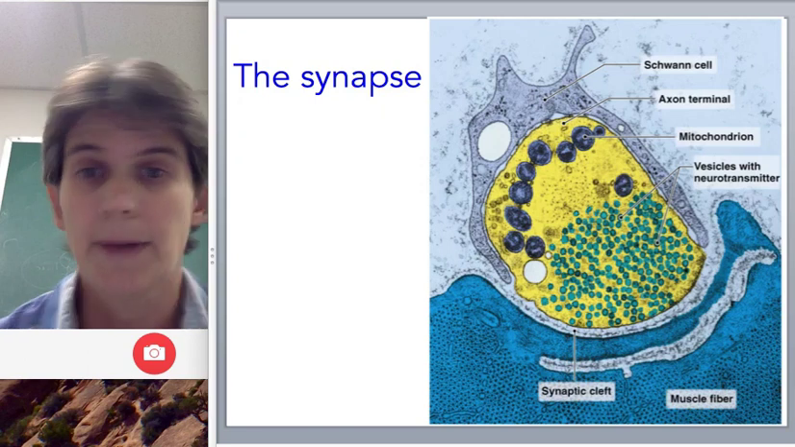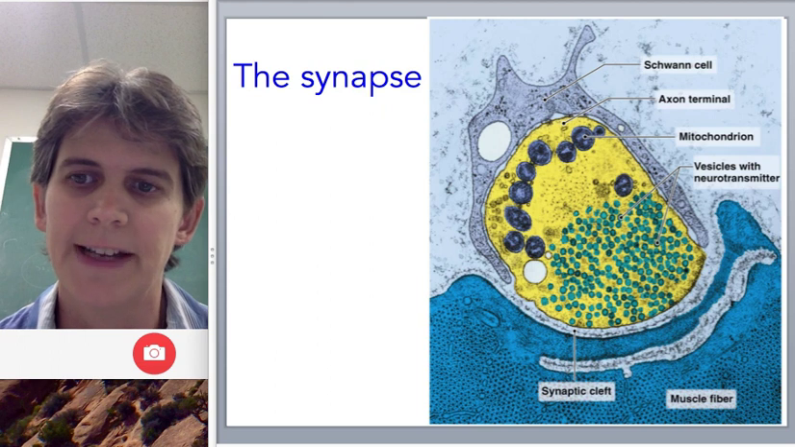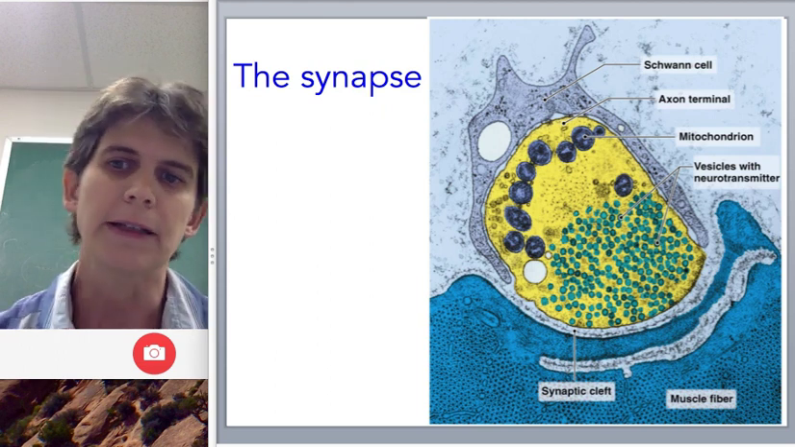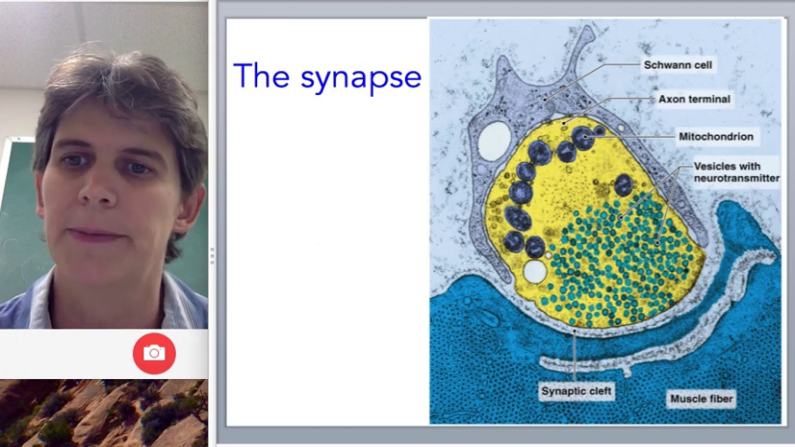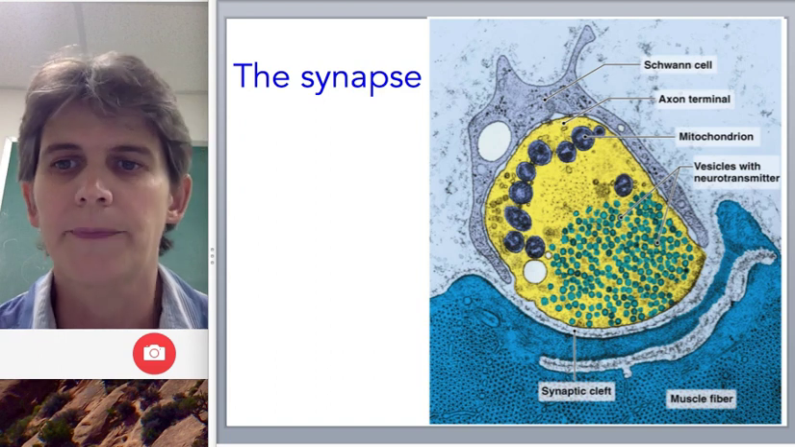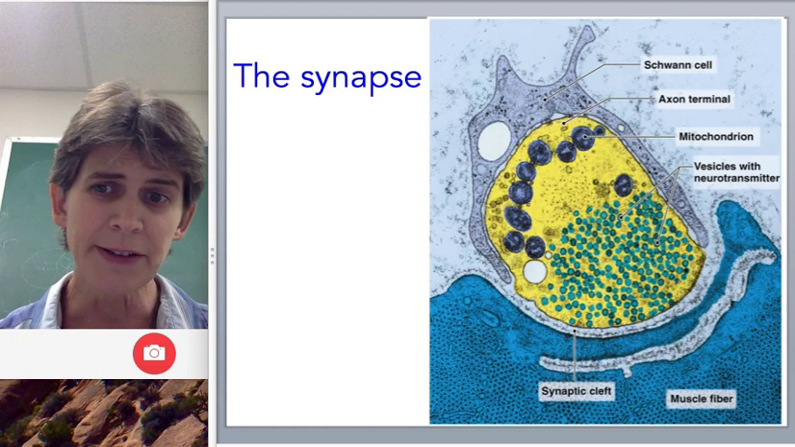Hi everybody. What I want to talk about today is the steps of synaptic transmission. So what happens at a synapse, and I'll also talk a little bit about integration. So what happens in the postsynaptic cell after the neurotransmitter arrives. So first you have to know where we are in the nervous system.